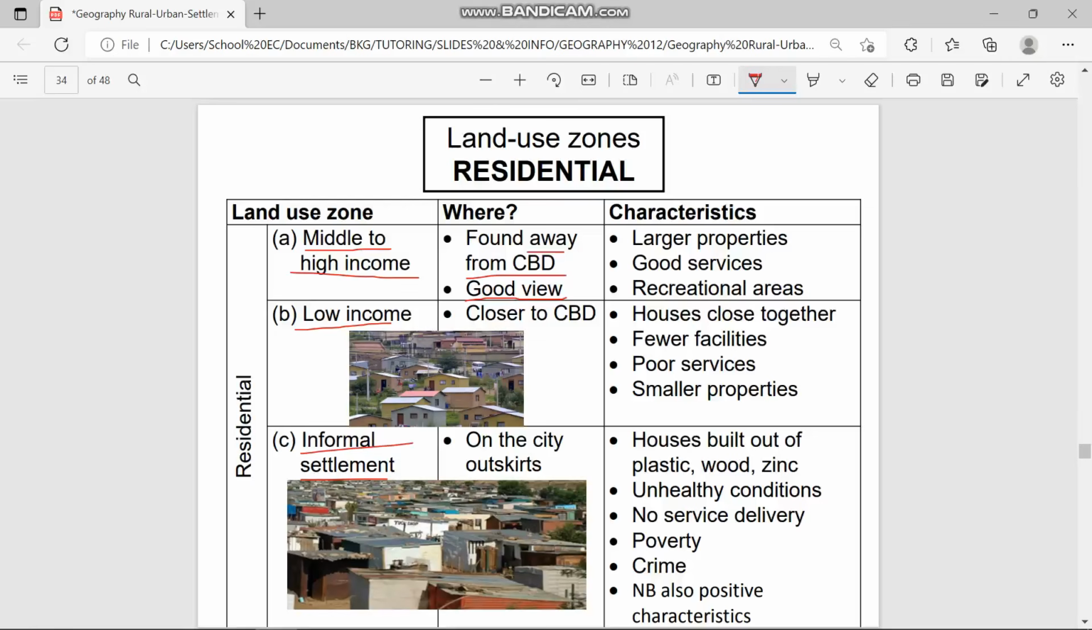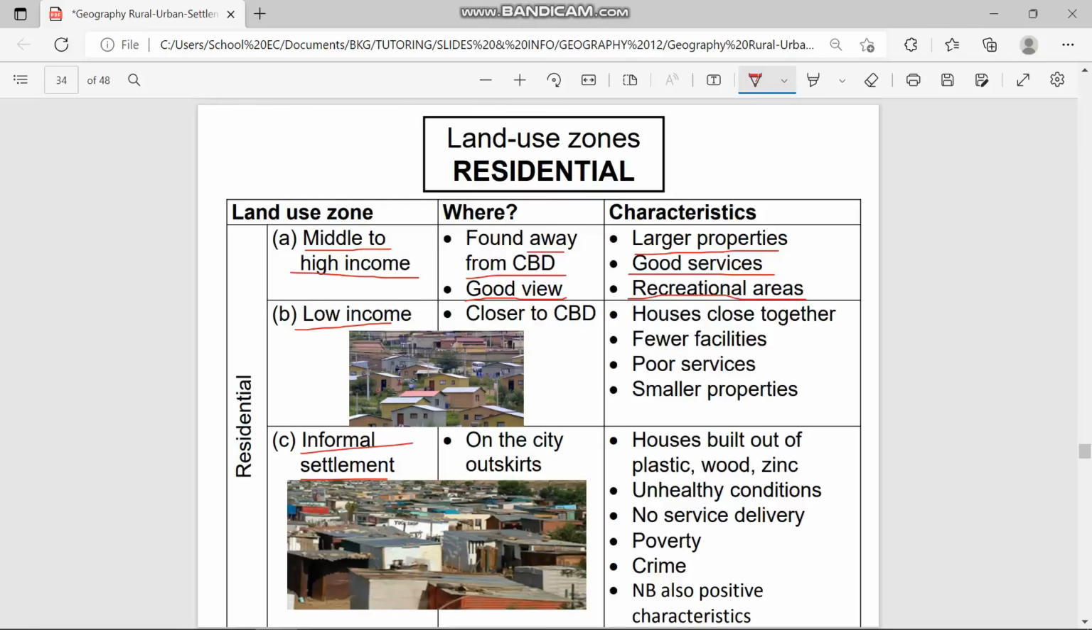The characteristics of middle to high income are larger properties, good services in terms of roads, good shopping malls, and so on. There are also well developed recreational areas.